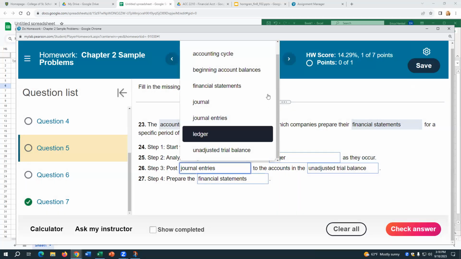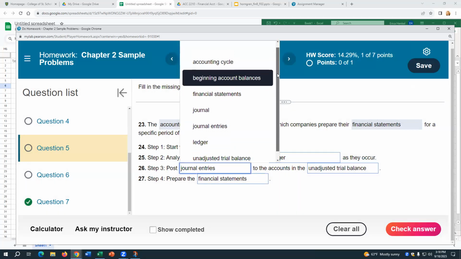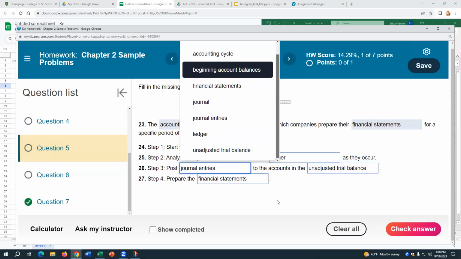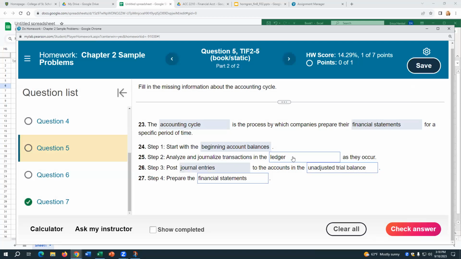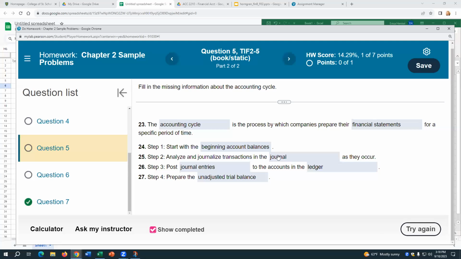Hold on a second here. Oh, what did I get wrong? Oh, hold on. Here, we'll just pull that up. Oh, in the journal they wanted. So in the journal as they occur, post the journal entries into the ledger, and then prepare the unadjusted trial balance. So I got ahead of myself, skipped a couple steps.